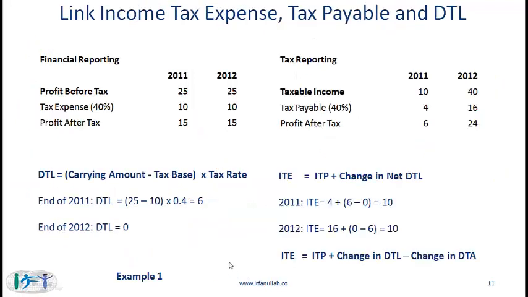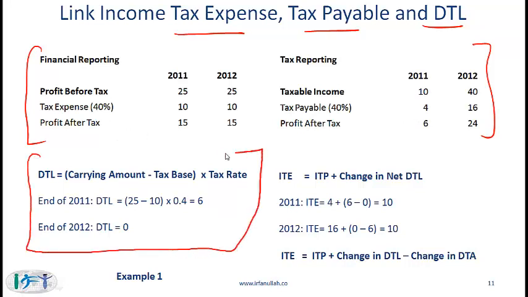Now let's look at a very important relationship that connects the tax expense, tax payable, and deferred tax liabilities. The top part of the screen should look familiar. This is an excerpt from the financial report, which is showing the tax expense, tax payable, and profit after tax. This should also look familiar. We just did this on the previous slide, where the deferred tax liability is equal to the difference between the carrying amount and the tax base multiplied by the tax rate.